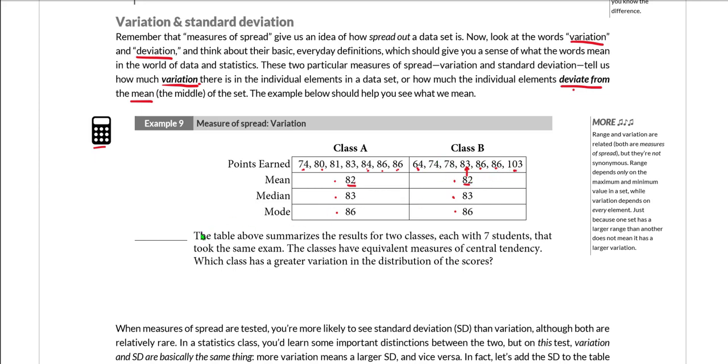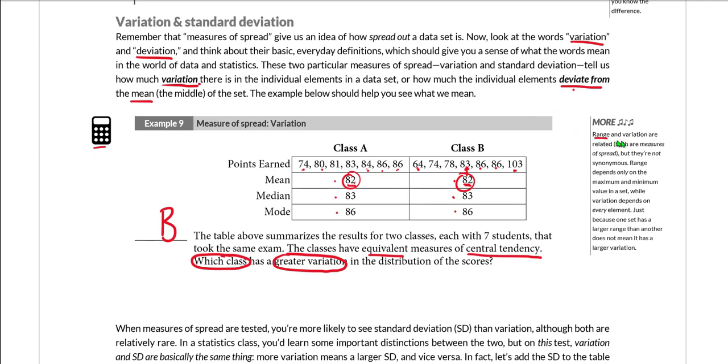So when it comes to what example 9 is asking, we've got obviously the table summarizing the results for two classes. We do have equivalent measures of central tendency. The question is just asking which class has the greater variation in the distribution of scores, and of course, it's class B. As we said, class B's scores are not clustered nearly as closely around the mean as class A's scores are. So that's what variation is. It just has to do with how closely the scores are clustered around, or how far the scores deviate from, the mean of the set.